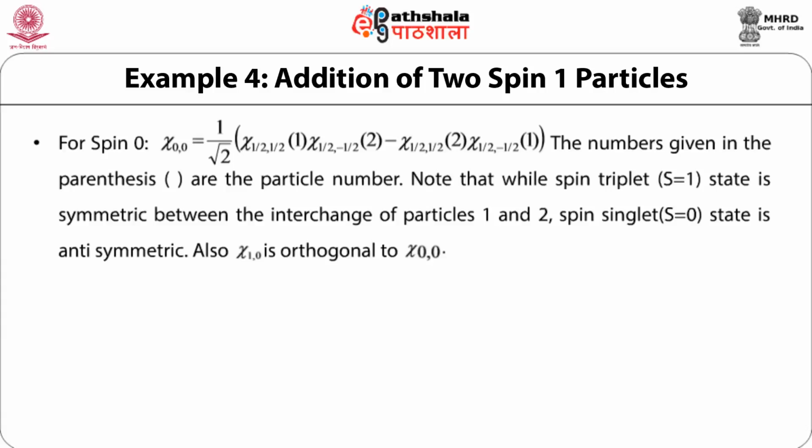Here the numbers given in the parenthesis are the particle numbers, and it is important to note that while the spin triplet, that is the s equal to 1 state, is symmetric under the interchange of particles 1 and 2, the spin singlet, that is the s equal to 0 state, is antisymmetric. Also, the state xi subscript 1 comma 0 is orthogonal to the state xi subscript 0 comma 0. Example 4. Addition of two spin 1 particles.